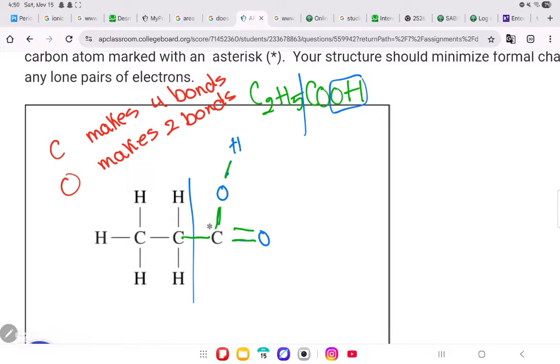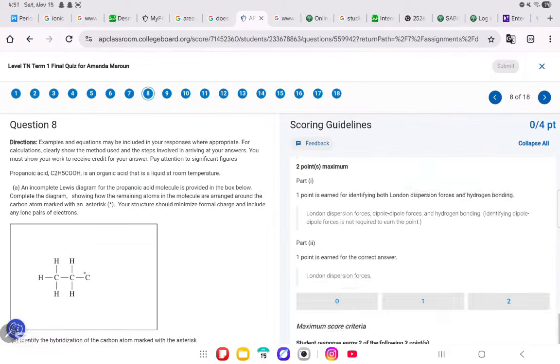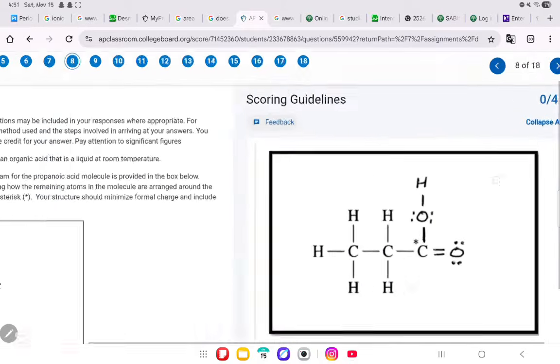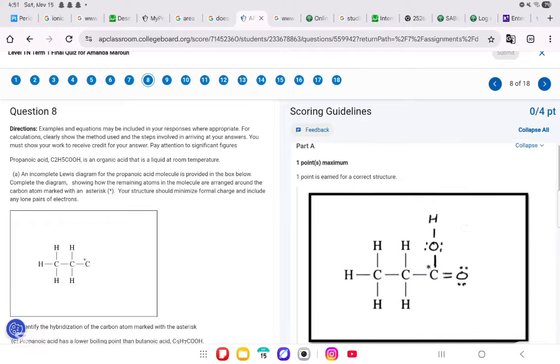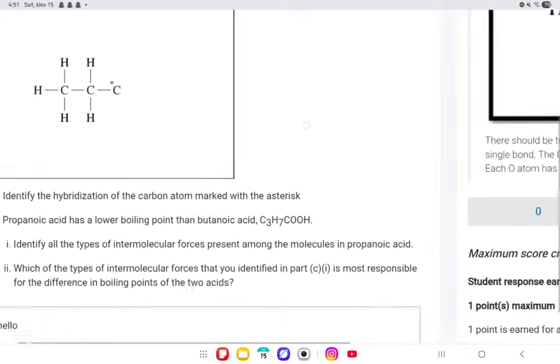So this is what my structure looks like. Don't forget to add the lone pairs. So here we have lone pairs like this, and here we have lone pairs like this. So this is what the final answer is supposed to look like. Now we'll go double check here. As you can see, this is what the final answer looks like, and you will get 1 mark if you draw it like this. We'll move on to part B.